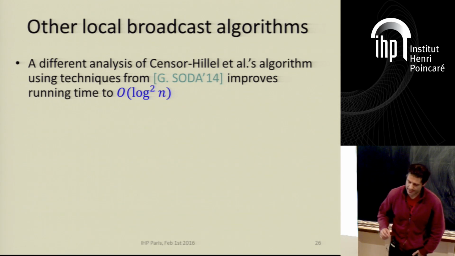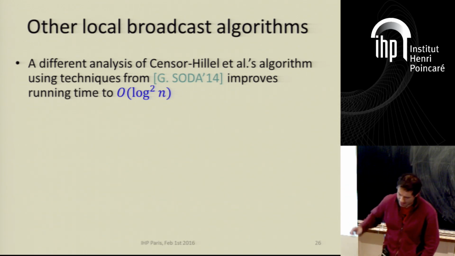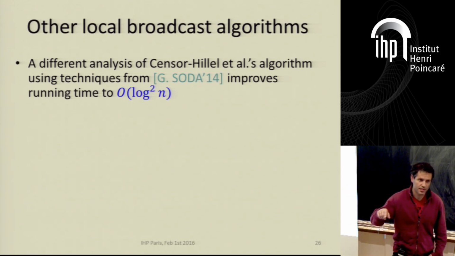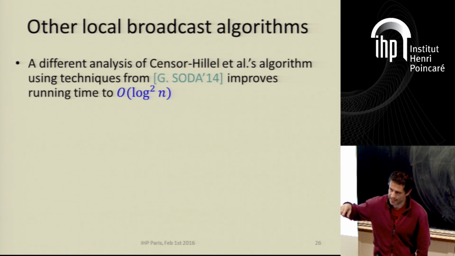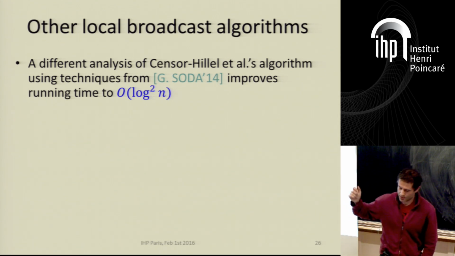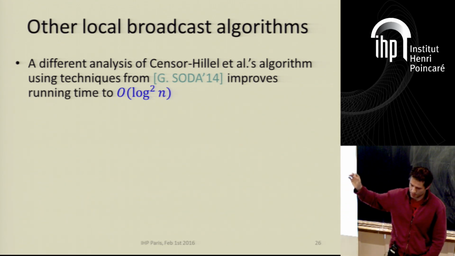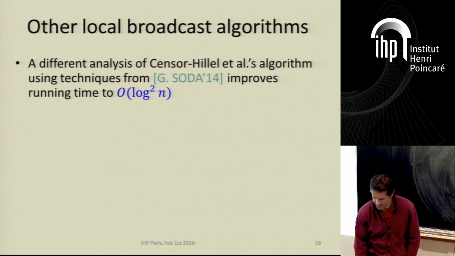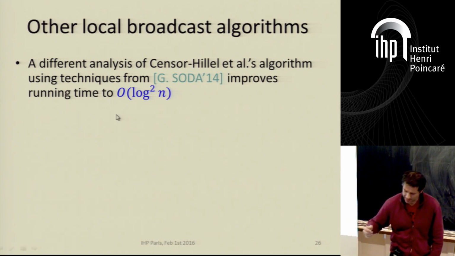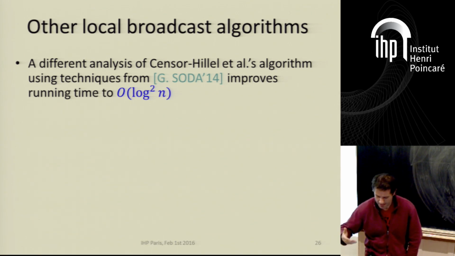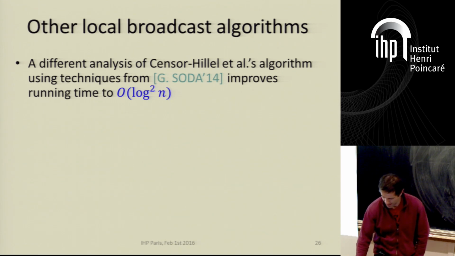What is interesting is that a different analysis of the same algorithm, now using the proof idea that I talked about with the dominating state, can result in an improved running time of log square n.